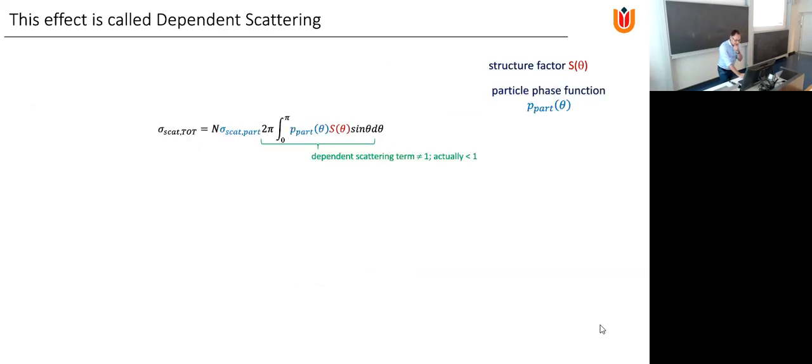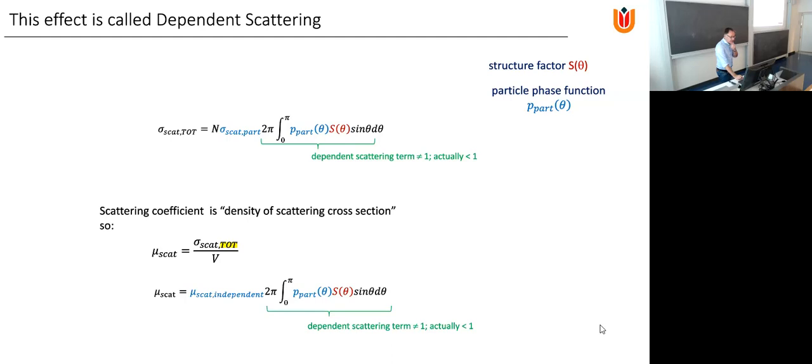So how does it look? Let's look at the equation one more time. This was the total scattering cross section, which we could separate into the single scattering cross section of single particles times n, and this term that contains the structure factor. Now, this effect of nonlinear scaling is called dependent scattering. Dependent, basically because it is dependent on the volume fraction. It's historically how the term came about.